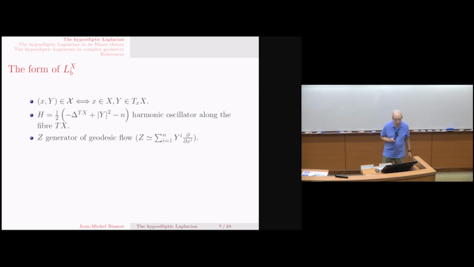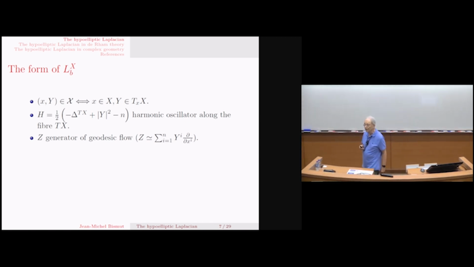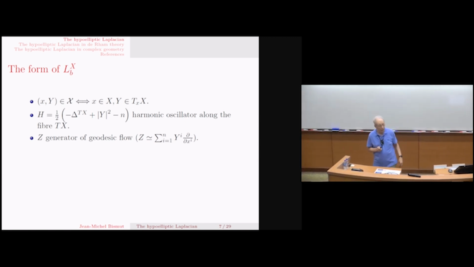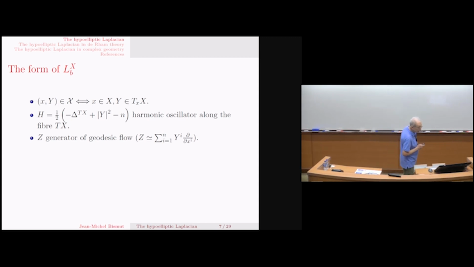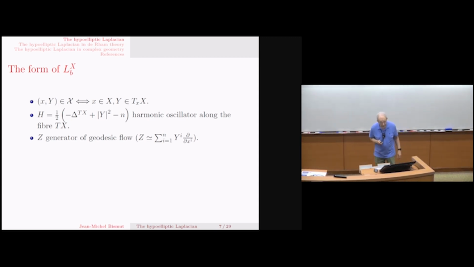The second component will be the generator of the geodesic flow. This is a vector field in the X, Y variables. So actually, I wrote it in geodesic coordinates at the given point X. Essentially, Z is a sum of yi, where y are the coordinates in the tangent bundle, times d over dxi. So in other words, on this big space, the base is x, the fiber is tx, you have a vector field which is essentially like this. It's a horizontal vector field in some sense.